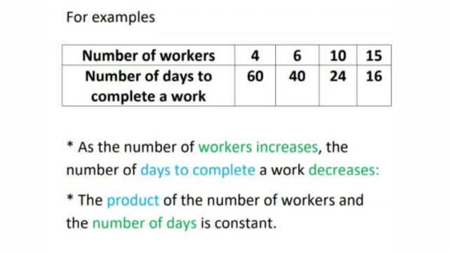So we can say that as the number of workers increases, the number of days to complete a work decreases. And you also have to remember that the product of the number of workers and the number of days should be constant. That is, the number of workers should be multiplied with the number of days. 4 into 60 is 240. 6 into 40 is 240. 10 into 24 is 240. 15 into 16 is 240. So the product of the number of workers and the number of days is constant, whereas in direct proportion the ratio is constant.